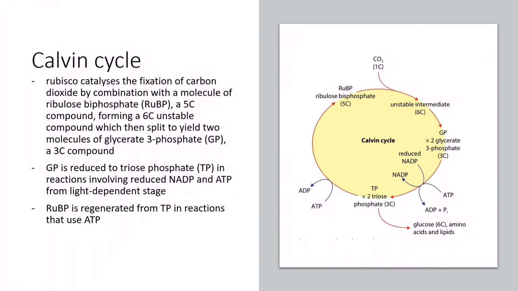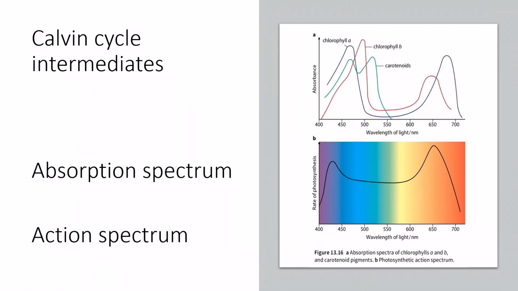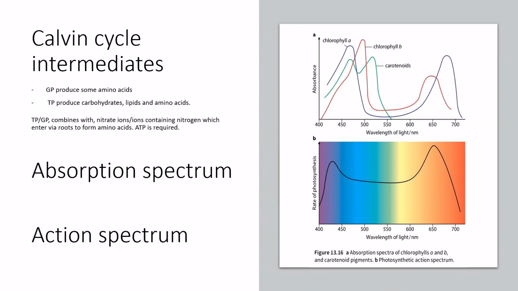Lastly, the ribulose biphosphate will be regenerated from triose phosphate in reactions that use ATP. The intermediates of the Calvin cycle are used to produce other molecules. For example, glycerate 3-phosphate would produce some amino acids, while triose phosphate would produce carbohydrates, lipids, and amino acids.